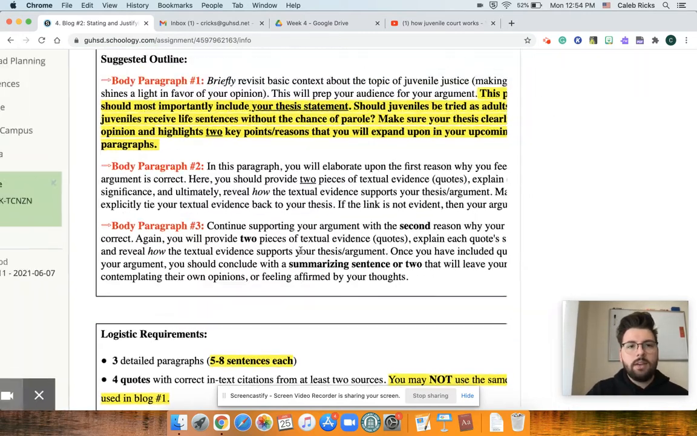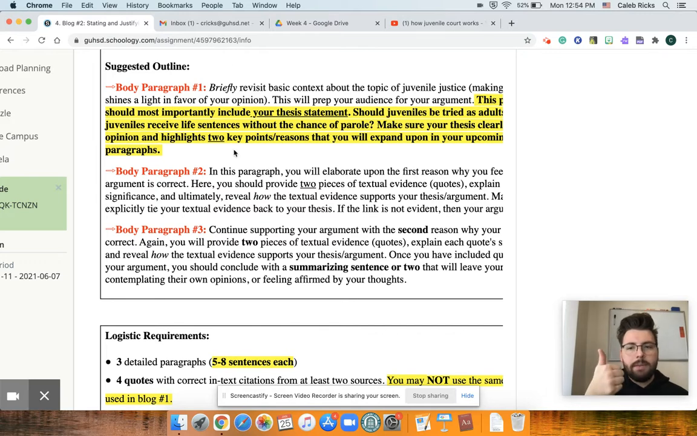So again, in total, 3 paragraphs. Body paragraph number 1 is your intro with your thesis and 2 key points. Body paragraph 2, first reason, 2 pieces of textual evidence. Body paragraph number 3, second reason, 2 pieces of textual evidence.